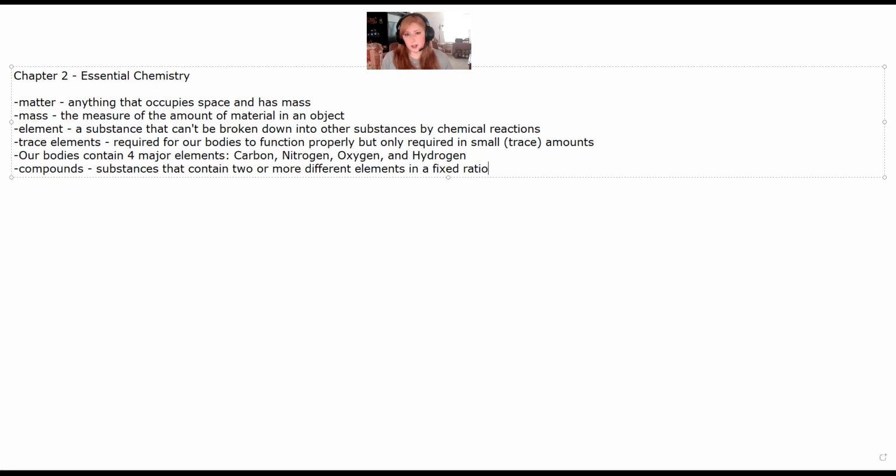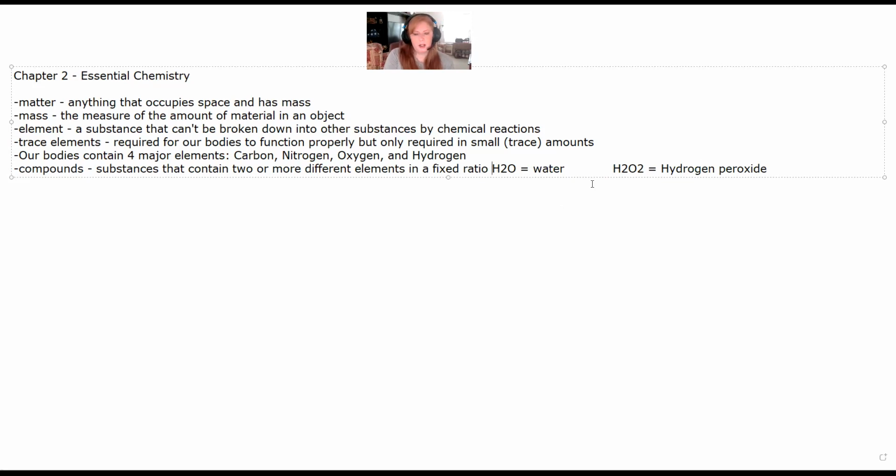The fixed ratio part is important because, using water as an example, we can have H2O, right? That's water. Fantastic. But what about this? What is H2O2? It has hydrogen and oxygen in it, just like water, right? So is it water? No. This is hydrogen peroxide, which you don't want to drink, okay?